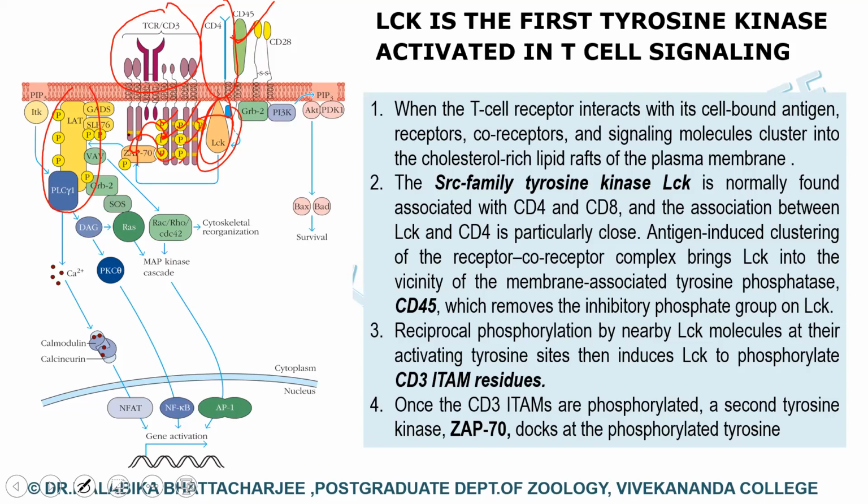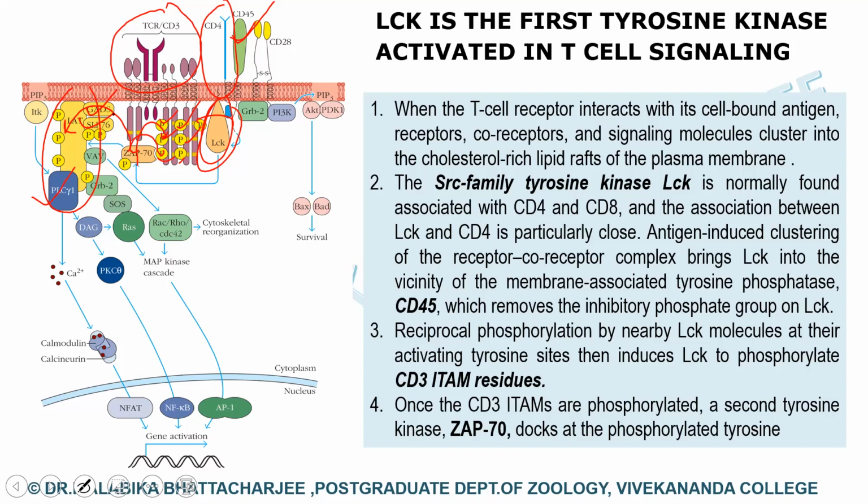The moment ZAP70 phosphorylates LAT at multiple points, you can see at multiple points the LAT is phosphorylated. Several important enzymes and adapters, like you've heard of these, come: the adapter protein GADS comes and binds to it, the adapter protein SLP76 comes and binds to it, and the enzyme PLC gamma comes and binds to LAT.